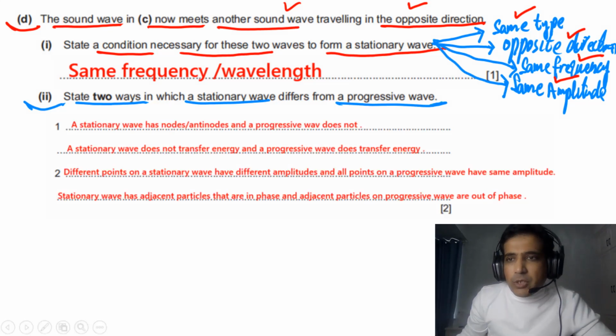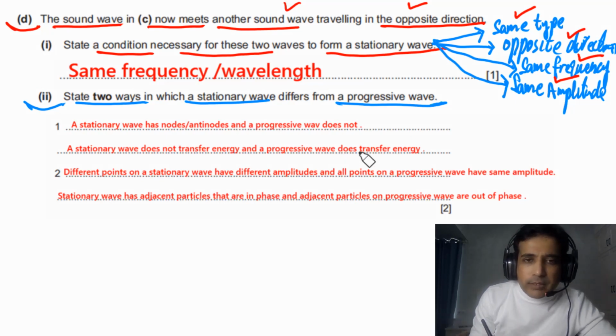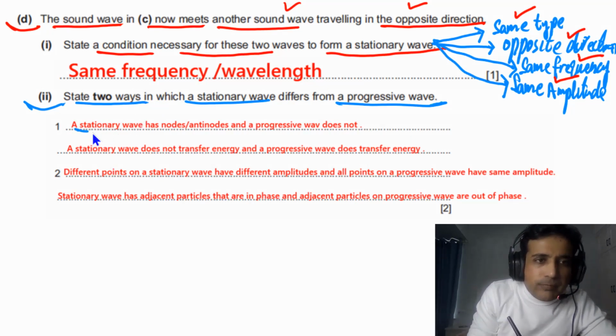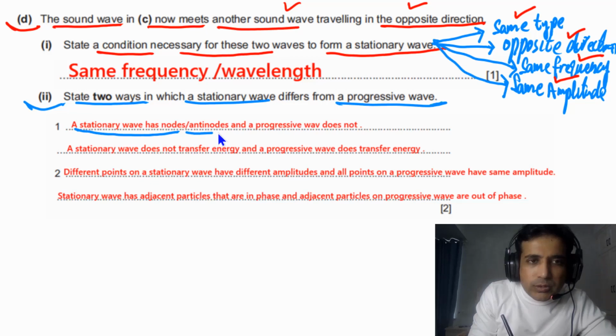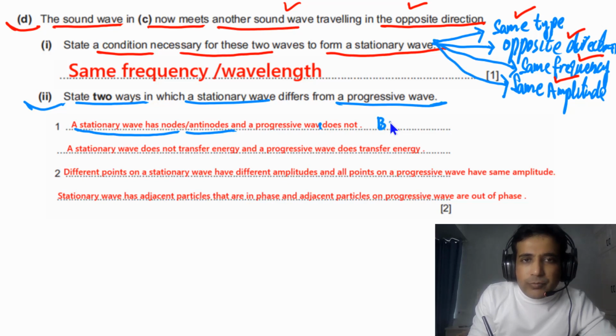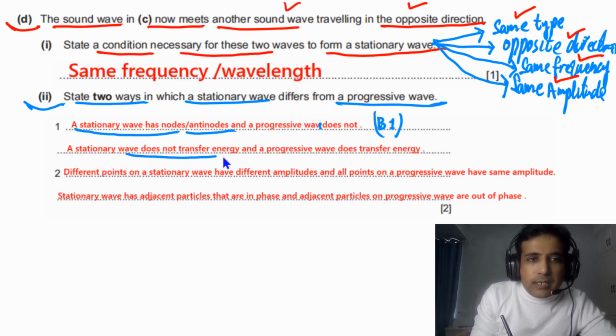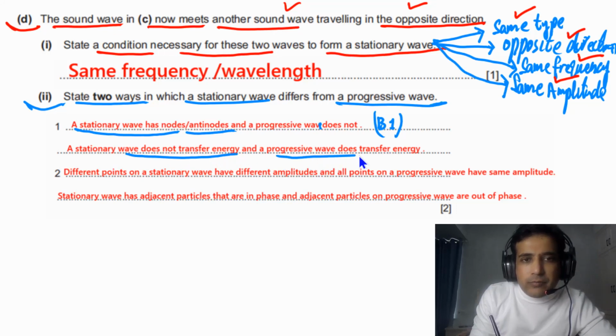So this is how you can write down your answer. You need to mention only 2 points to answer this question. First point: a stationary wave has nodes and antinodes, and a progressive wave doesn't have nodes and antinodes. So you will get 1 mark. This will be 1 B mark. A stationary wave does not transfer energy, and a progressive wave does transfer energy. You will get another B mark. So if you write these 2 points, you will get 2 marks.